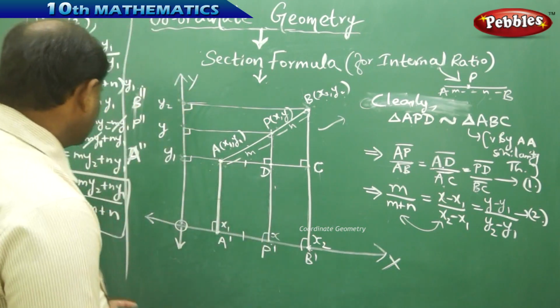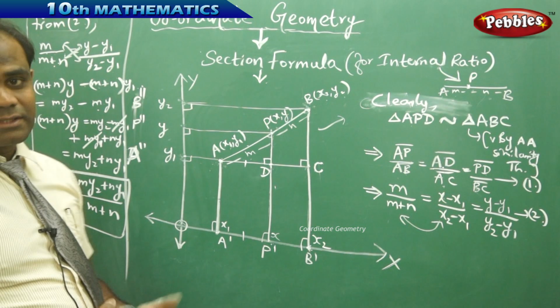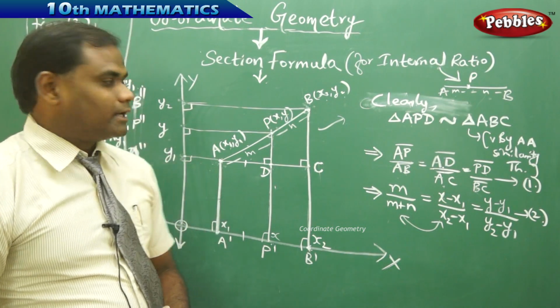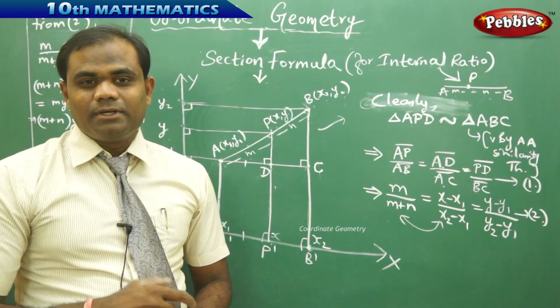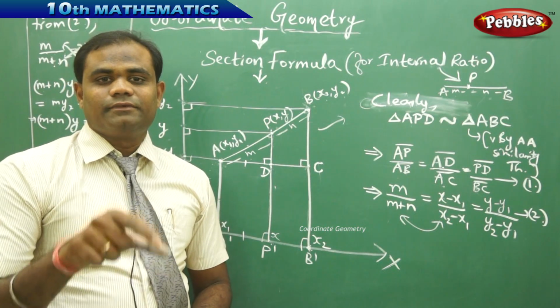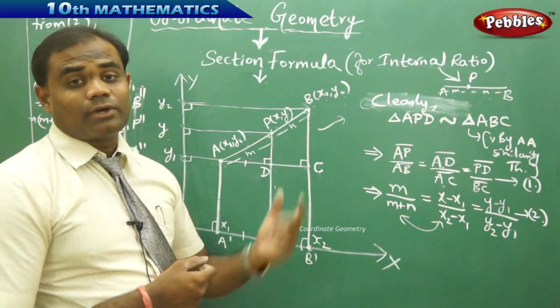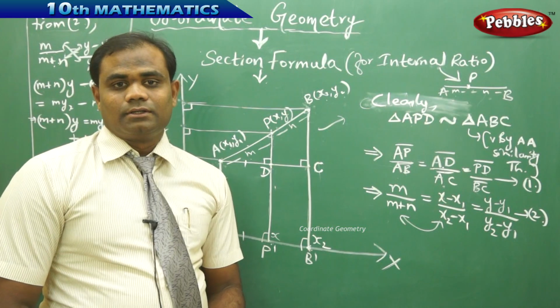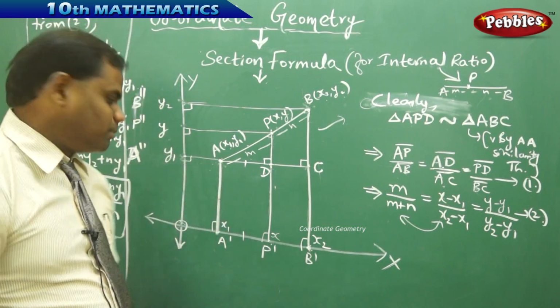So indirectly, getting the values of x and y is nothing but getting the coordinates of P, the point which divides the line AB in the ratio m is to n internally. So let's write the coordinates of P.